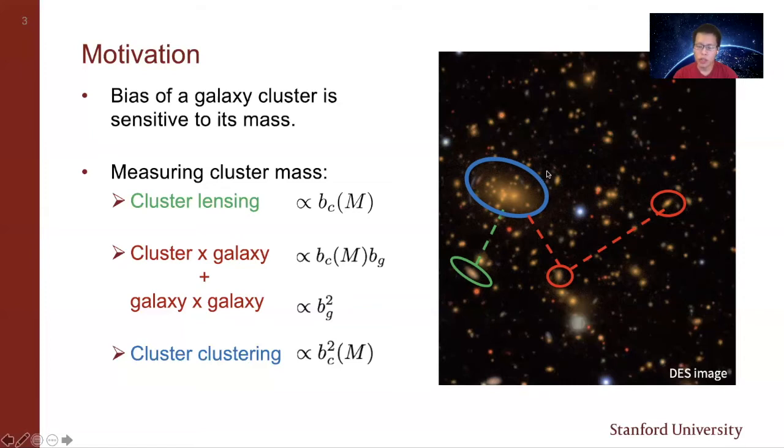Further, you can also calculate the autocorrelation of the clusters, the cluster clustering. So basically, this is the autocorrelation of the galaxy clusters. The signal is proportional to the bias of the galaxy clusters squared. So all these four two-point correlation functions give you some tracer of the bias of the clusters, and can therefore be used to calibrate the mass of the clusters.